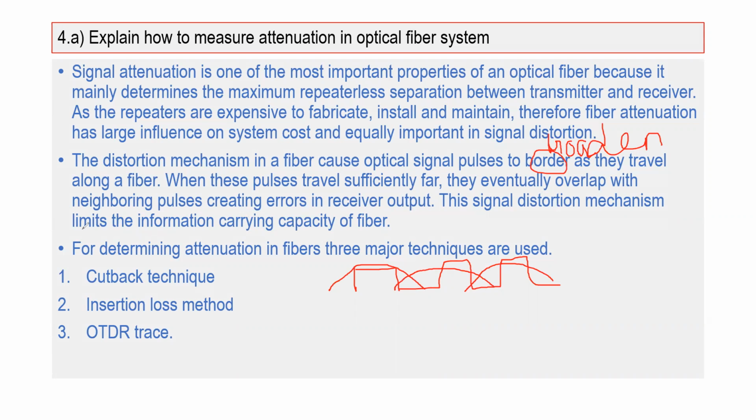This signal distortion mechanism limits the information carrying capacity. In order to avoid this, we need to create more space between each pulse. If the space is increased, then bandwidth consumption is more. As the bandwidth consumption is more, information transmission capacity is going to decrease. For determining attenuation in fiber, three major techniques are used: the cutback technique, the insertion loss method, and the OTDR trace. According to your syllabus, we will be learning about the OTDR trace.